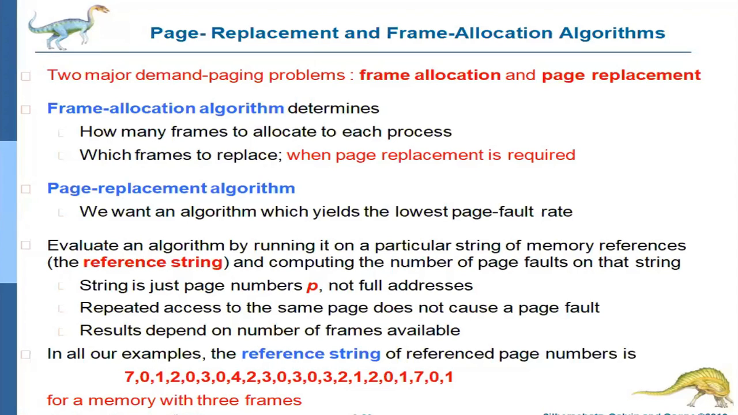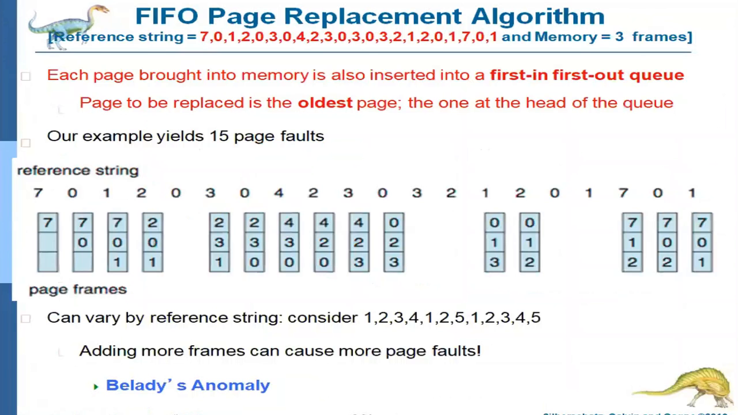So the first one we will discuss is the FIFO page replacement algorithm. FIFO is nothing but first in, first out. That means we have to replace the page; the page to be replaced is the oldest page.